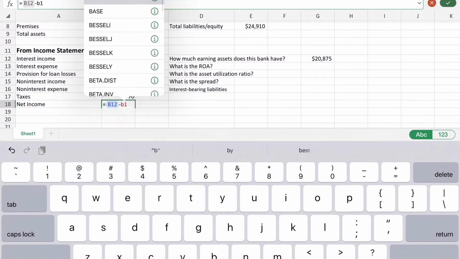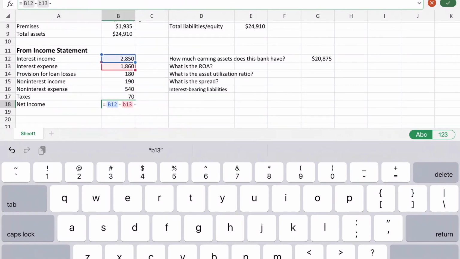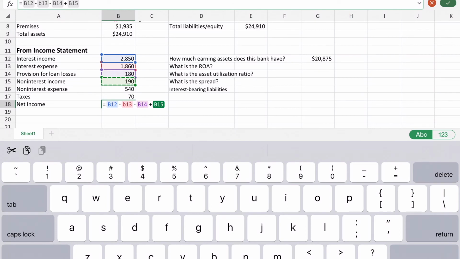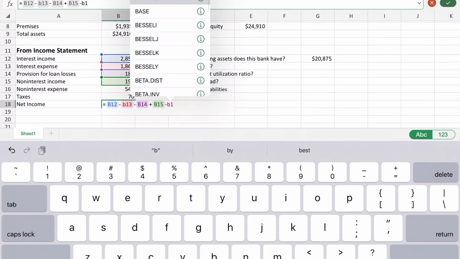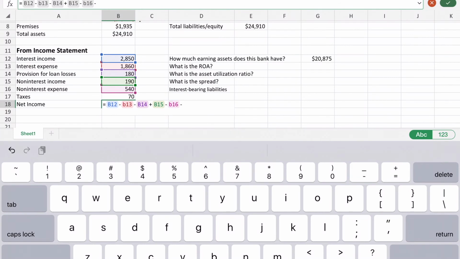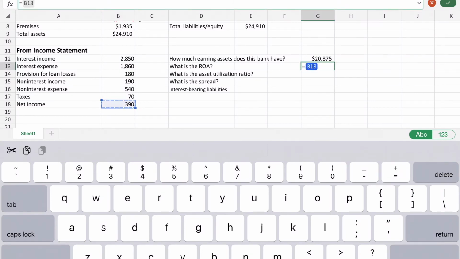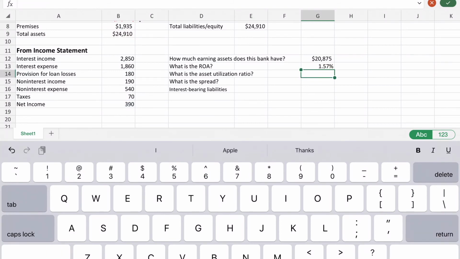So let me just type back in that cell for interest expense, minus my provision for loan losses. I have non-interest income, which would be an addition. So I add in the 190. I have a non-interest expense that I need to deduct, so B16 needs to be deducted, and then I also need to deduct taxes, and I end up getting a value of net income of $390. Now I can calculate ROA. So once again, ROA is net income divided by total assets. I get an ROA of 1.57%.